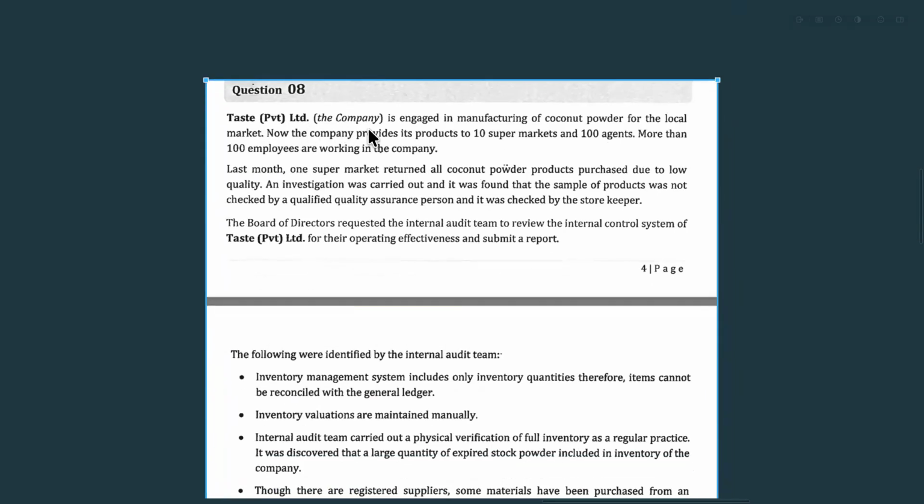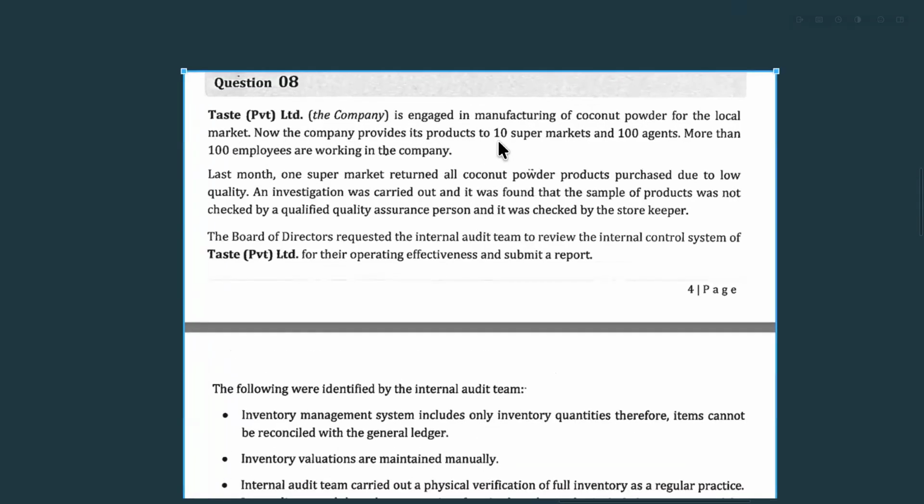TASE Private Limited, the company, is engaged in manufacturing of coconut powder for the local market. Local market means for the Sri Lankan people, not for export purposes. Now the company provides its products to 10 supermarkets and 100 agents. It means they are distributing the products to 10 supermarkets in Sri Lanka, as well as there are some agents working for a commission.